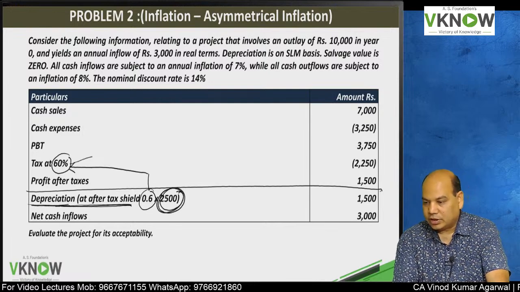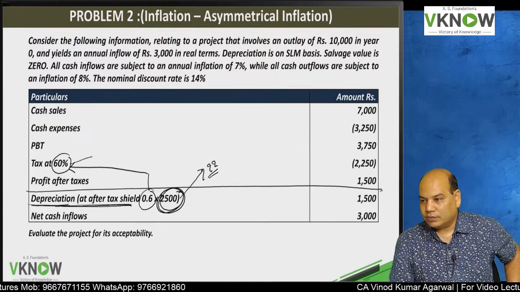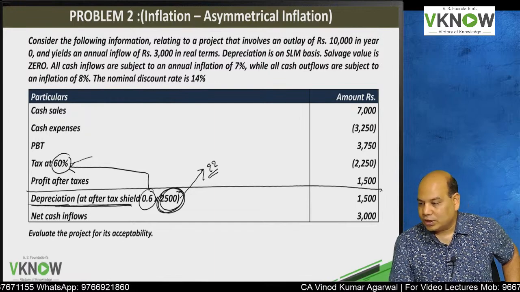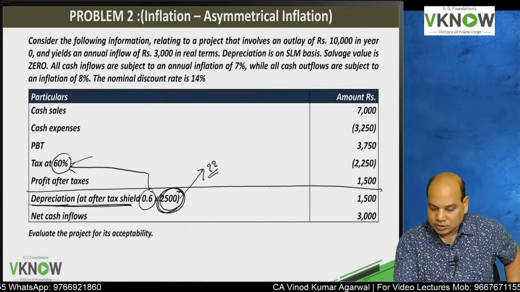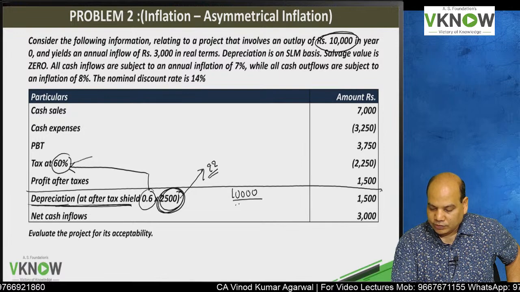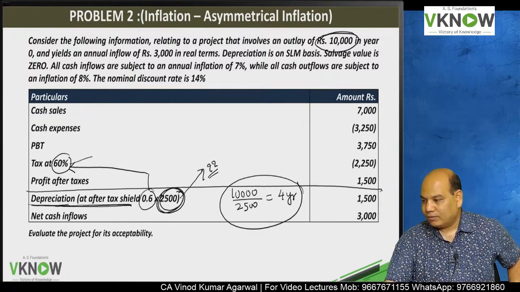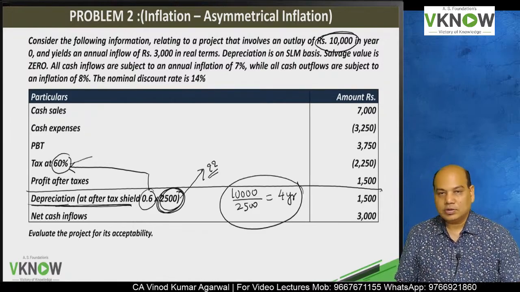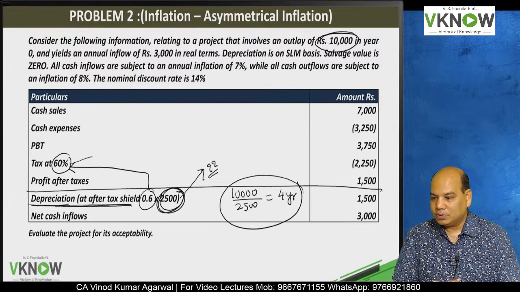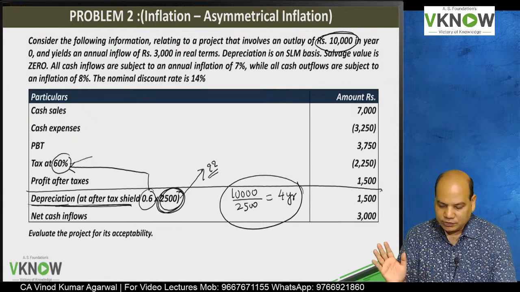What is 2,500 here? Can you please answer what is 2,500? 2,500 is depreciation. 10,000 is the cost. What is the life of the project? 4 years. That was a hidden information. Many students could not get it. Life of the project is 10,000 divided by annual depreciation, 4 years. Salvage value is not there.